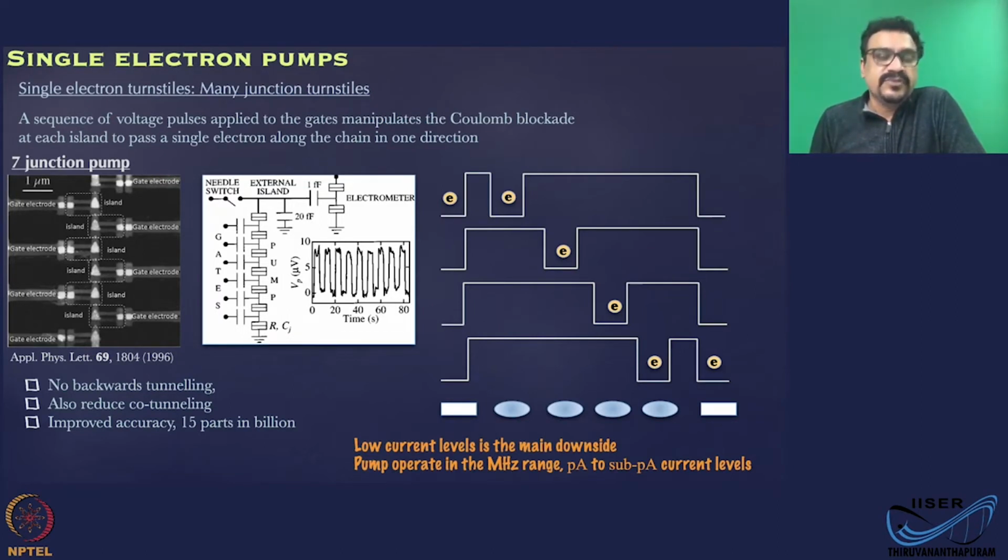Okay, so you have electrons going through these tunnel junctions one by one, and this movement of electrons through these tunnel junctions is controlled by these gate voltages, just like what we discussed in the previous slide. But there are 7 junctions, not 3. And when you add more and more junctions, you will have no backward tunneling, no co-tunneling very much.